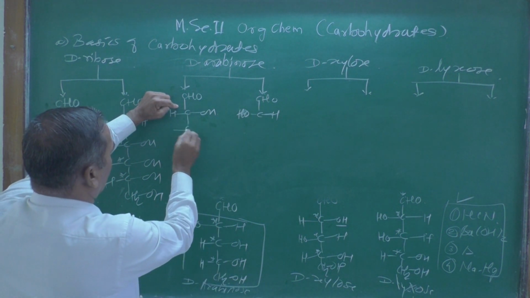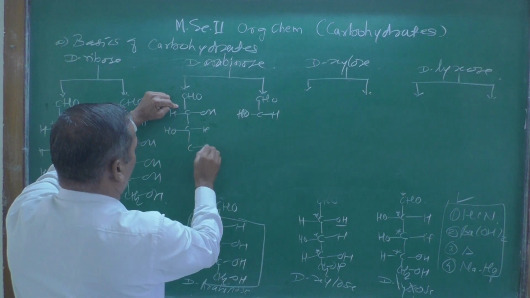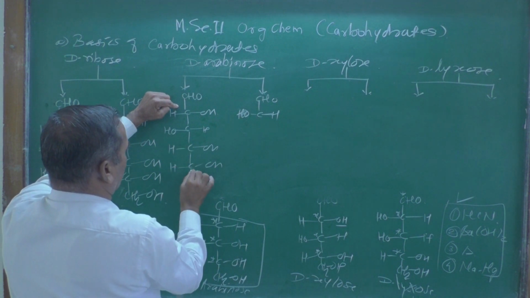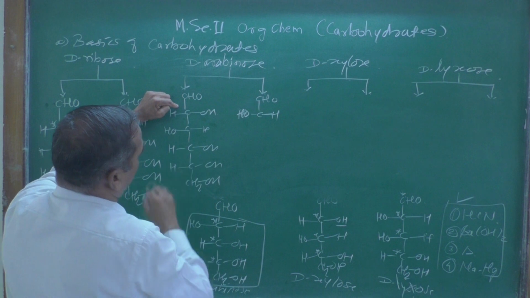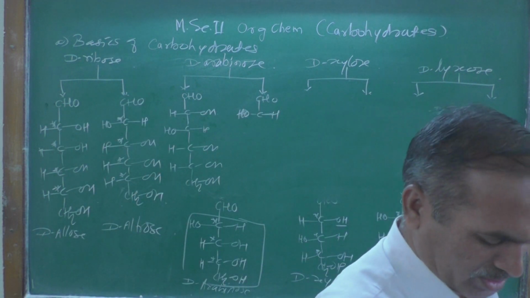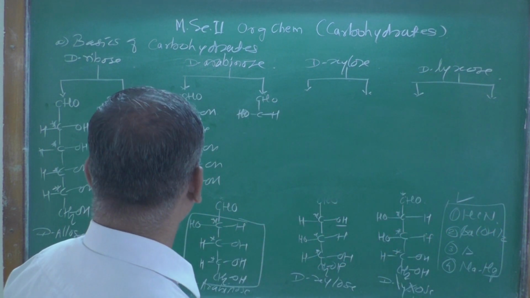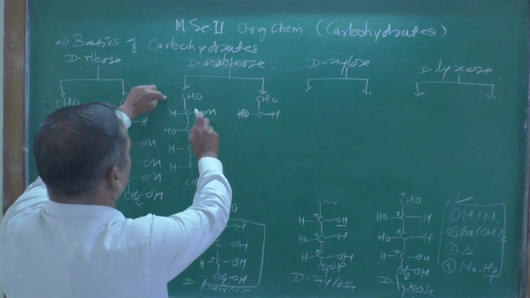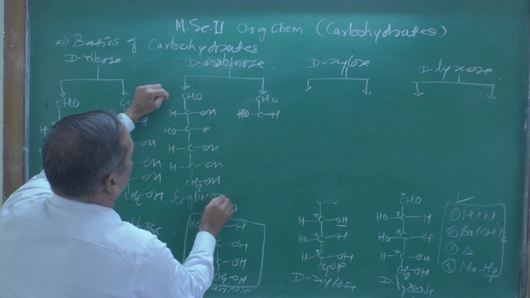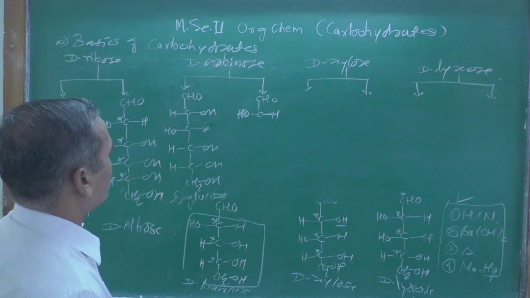Then HO on the left hand side, hydrogen, then OH, then COH, hydrogen atom, this hydrogen atom and this CH2OH. The name of this compound, as we know, is D-glucose. This is the name of this compound, D-glucose. How we got D-glucose? Let's see over here.